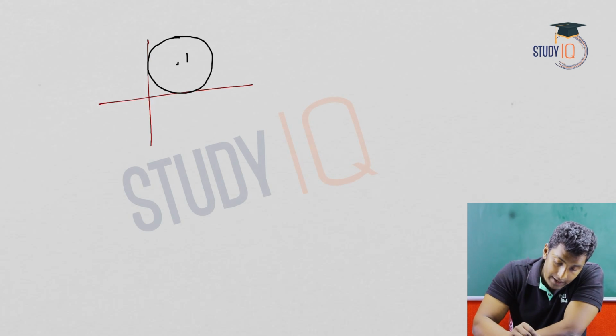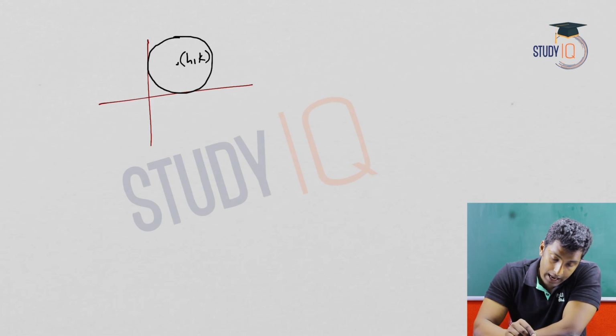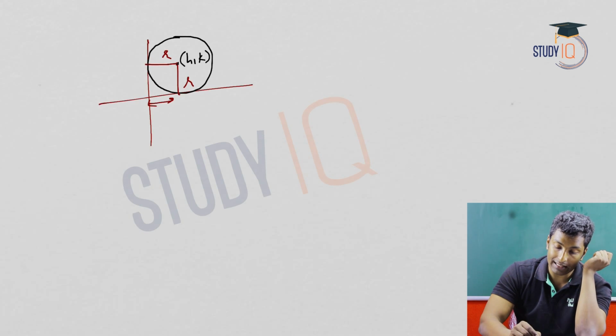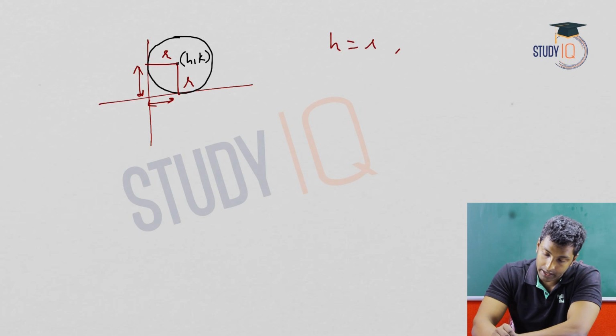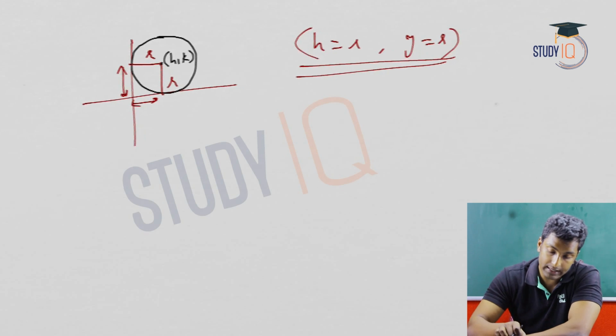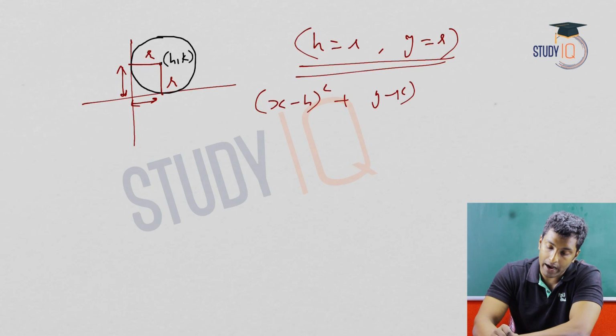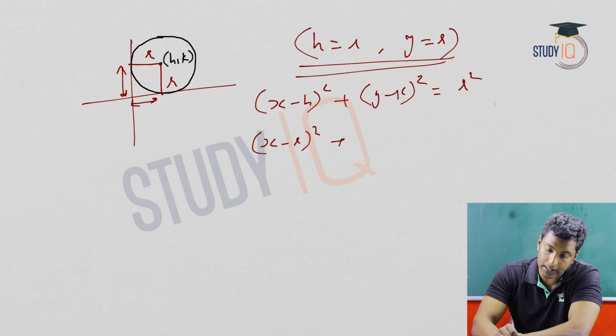So I'm actually interested in this one, touching the x-axis and the y-axis both. Okay, so if your center is (h, k), you can clearly see this is your radius, right? And this is your radius. So your x coordinate and y coordinate are nothing but your radius. So this is your h, which is your r, and this is your k, that is your r. So h is equal to r here, k is equal to r here. So if h is equal to r and k is equal to r, what you can do is (x minus h) whole square plus (y minus k) whole square equal to r square. You can just substitute: (x minus r) square plus (y minus r) square equal to r square.